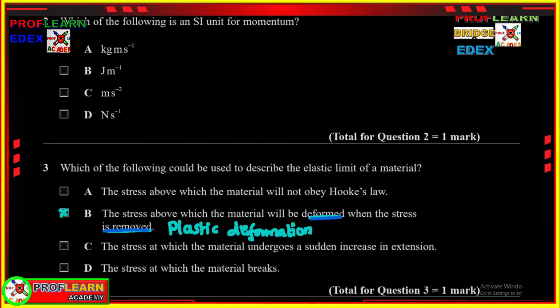We have to state the SI unit of momentum. Remember, momentum is mass times velocity. So which will mean that this unit, kilogram meter per second, is the correct unit.